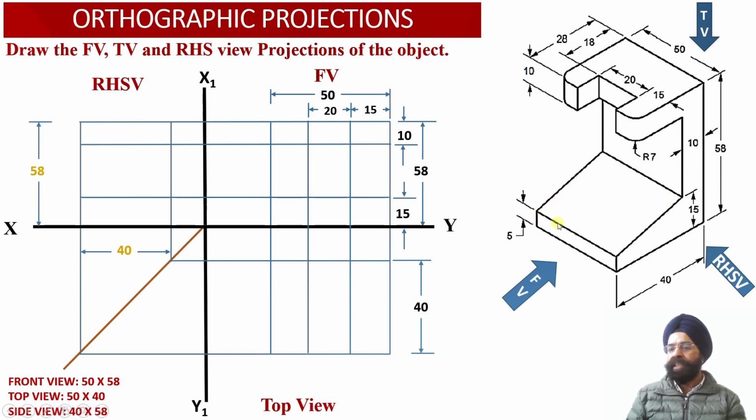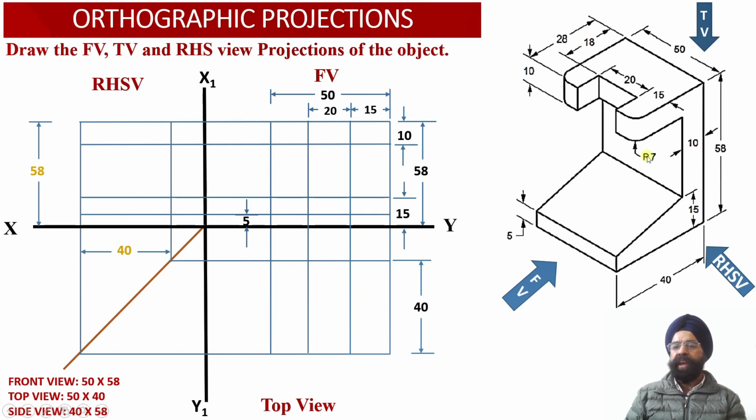Similarly, since this surface corresponding to the bottom horizontal web happens to be an inclined surface, in the front face we observe that the height or thickness of this web happens to be equal to 5 millimeter. Corresponding to this thickness of 5 millimeter, again we draw the distance of 5 millimeter from the base into the front view projections, and another horizontal projector line which we extend into the right hand side view projections.